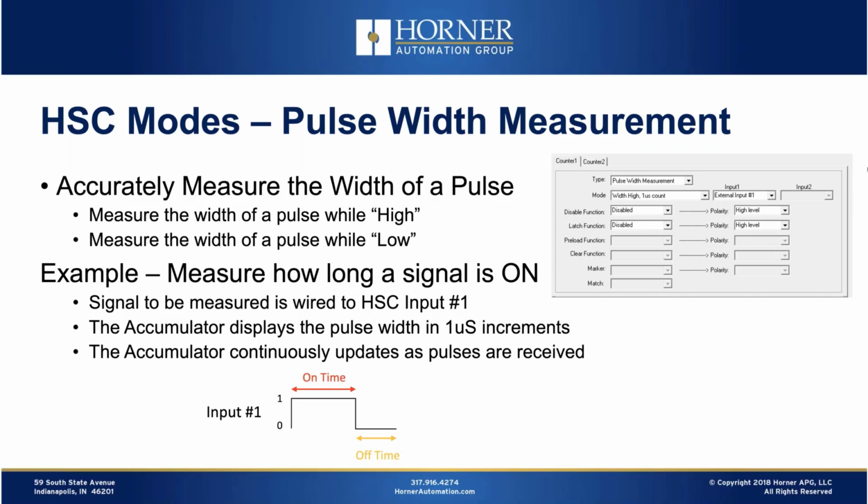So you can see there, I've configured pulse width measurement for my type. I'm caring about the width when it's high, and my results are going to be in 1 microsecond counts. It's connected electrically to the external input, number 1. And then effectively the accumulator, as pulses come in, is going to be displaying the width of the last pulse in 1 microsecond increments. And again, the accumulator is continuously updated as new pulses come in.